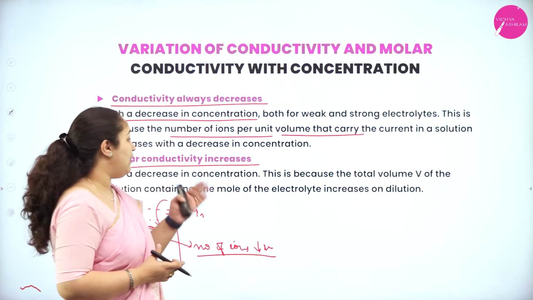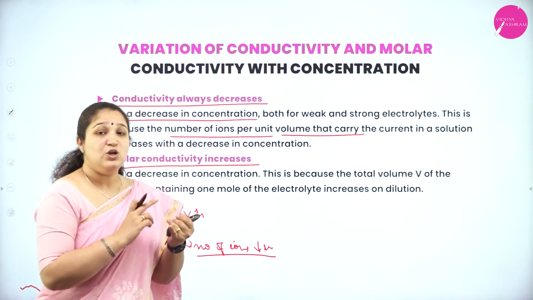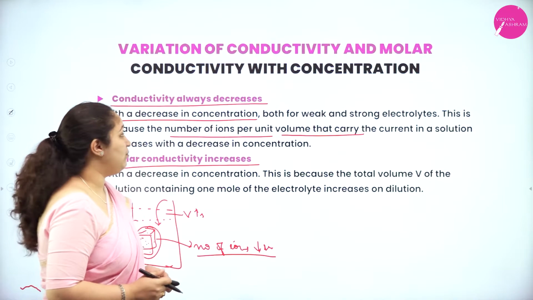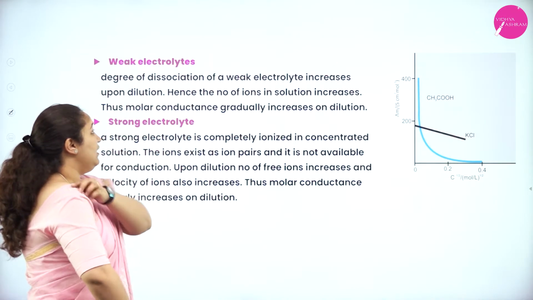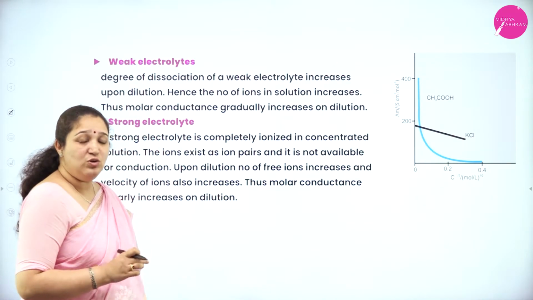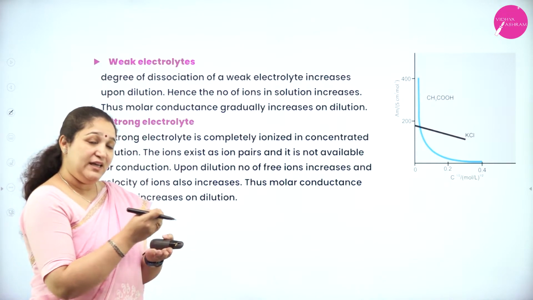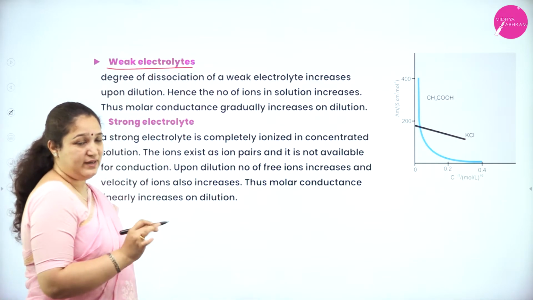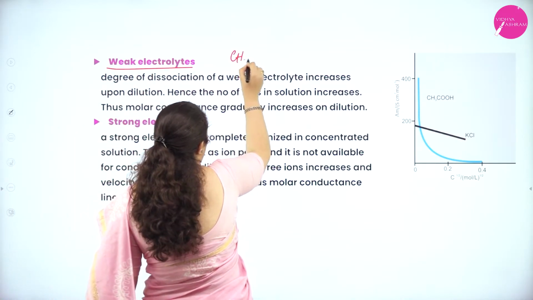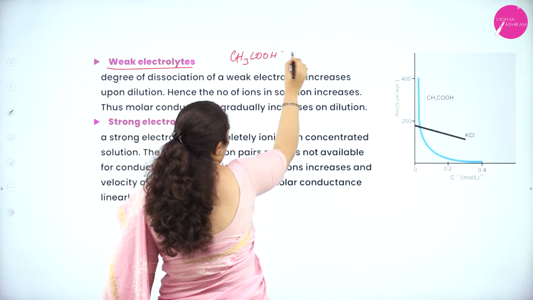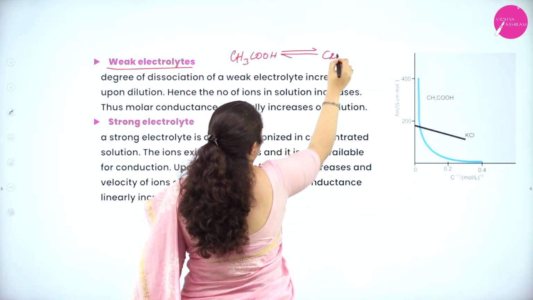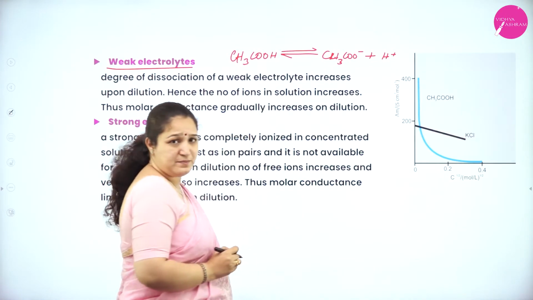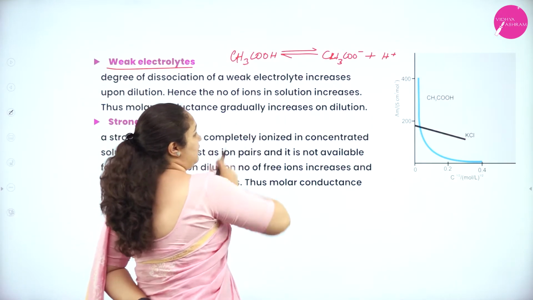Now, to understand molar conductivity, you should understand it in terms of weak electrolyte and strong electrolyte. So, we will see about it here. In a weak electrolyte also, the molar conductivity will increase on dilution. Why? What is the meaning of weak electrolyte? For example, I'll take CH3COOH. It's a weak electrolyte. So, there is CH3COO minus and H plus ion. Correct? Now, this will be at equilibrium.